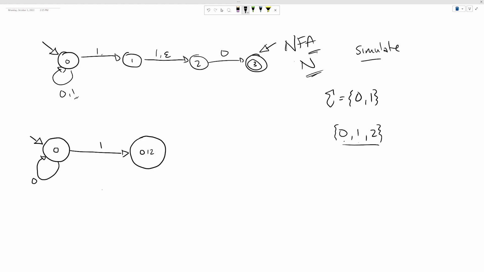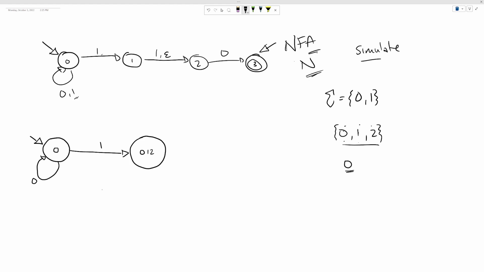And I want to keep track of all 3 states of those. Now that I'm here, 0, 1, 2, I want to go and check, well, what state could I be in if I got another 0? And to do that, I have to look at all 3 states that I'm in. I'm in state 0, I'm in state 1, and I'm in state 2.